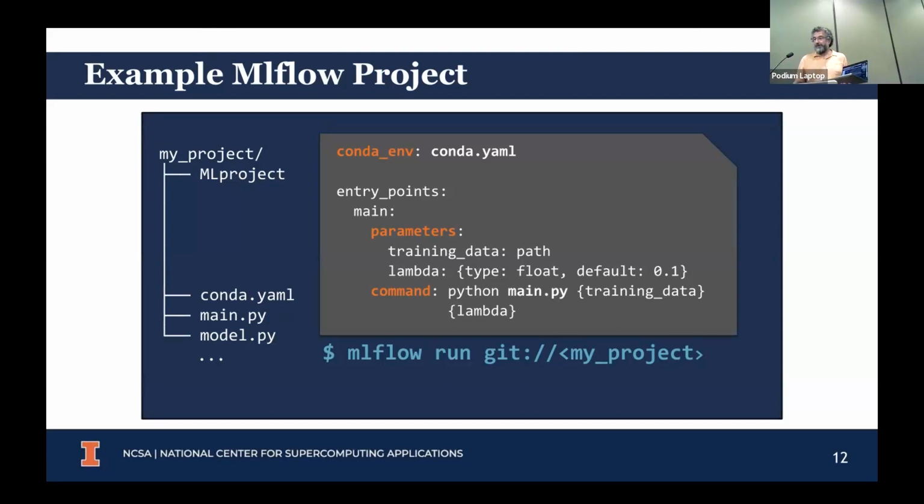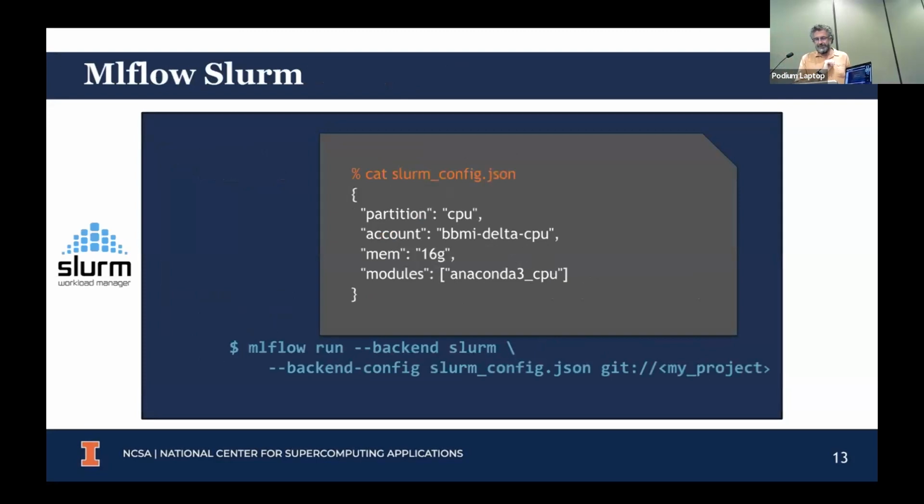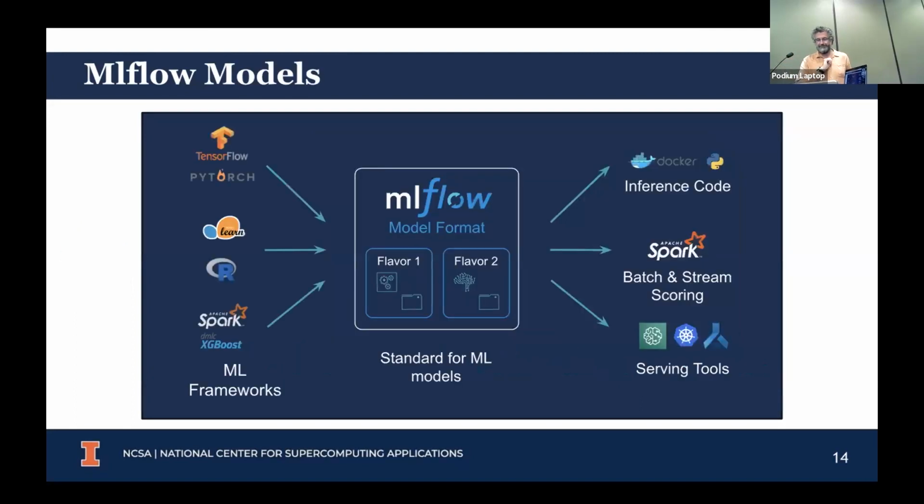And if you want to be really precise, you can just tell it to run a GitHub repo. And so then you're guaranteed you have reproducibility. And then here's the Slurm backend. You just say MLflow run backend Slurm, and then you give it a config file that has just a few bits of information for your Slurm job. And so it makes it very easy. You just MLflow run locally on your laptop. This looks pretty good. Then add the backend Slurm, and now you can scale it up onto a supercomputer. And then models.